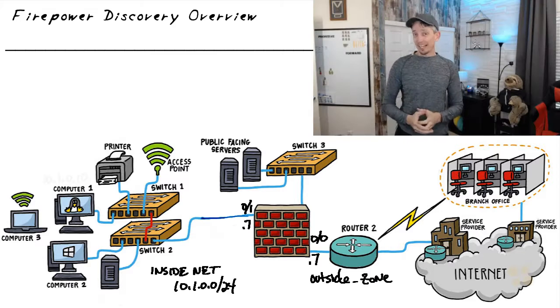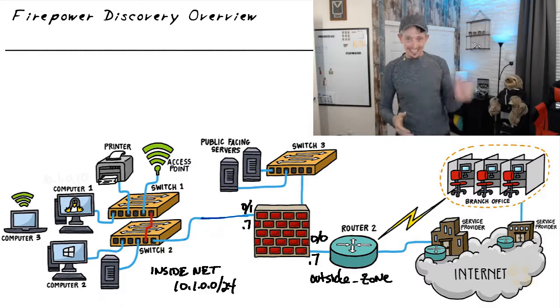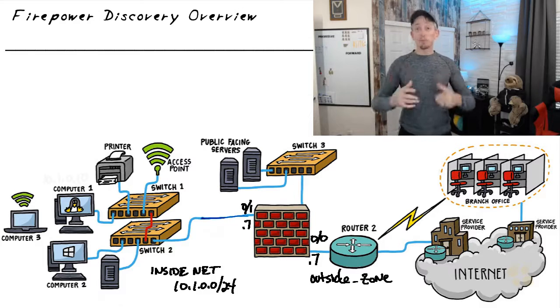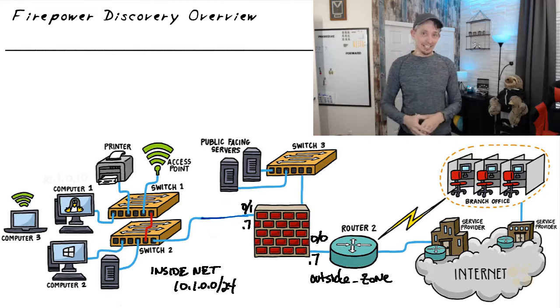In this nugget, we took a look at the overview of some of the benefits of using Firepower Discovery, and in the next nugget, we'll take a look at creating and implementing a Firepower Discovery policy so it can actually start discovering devices on our network.